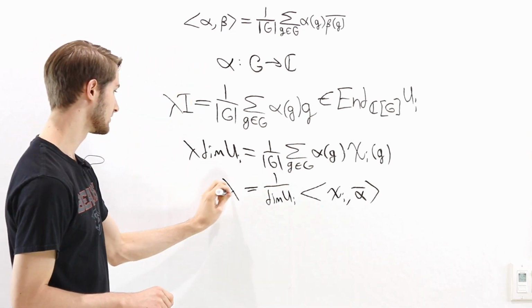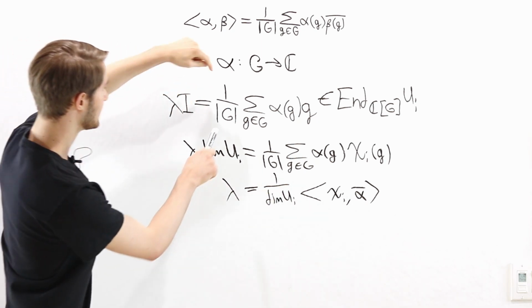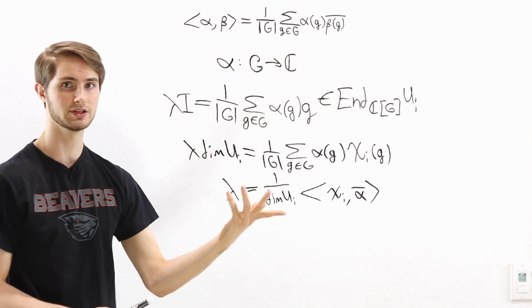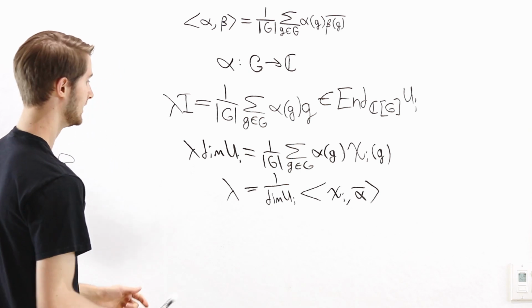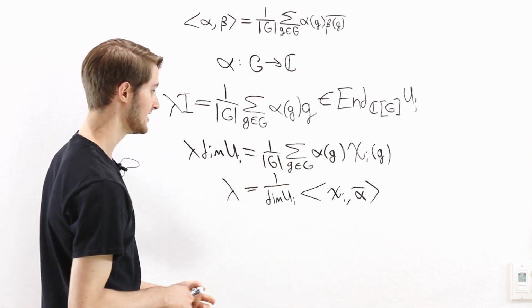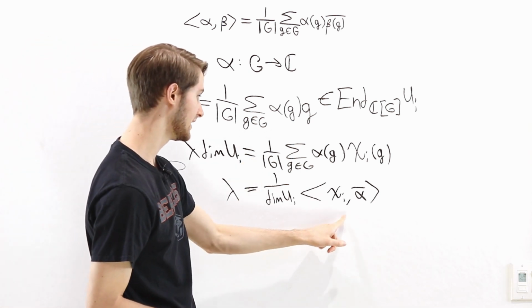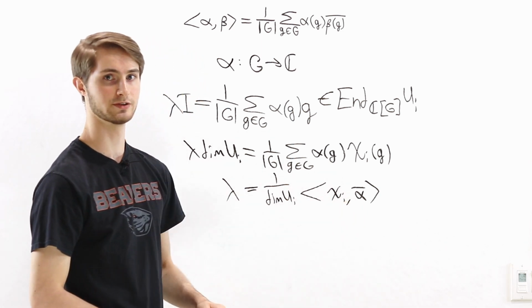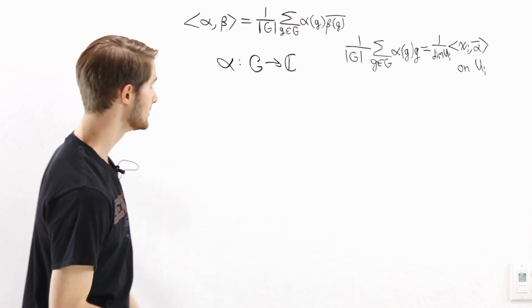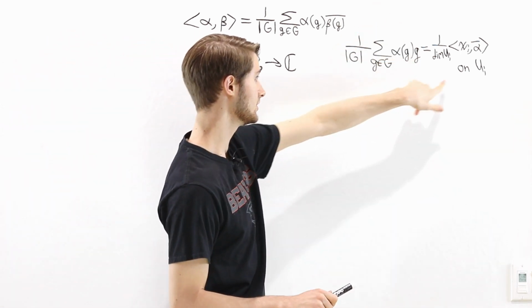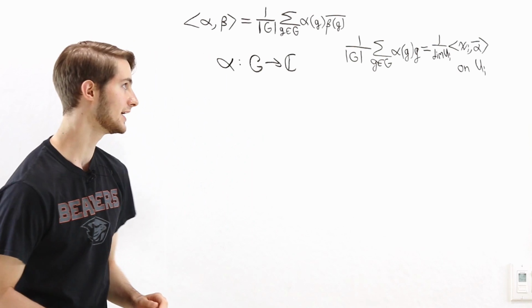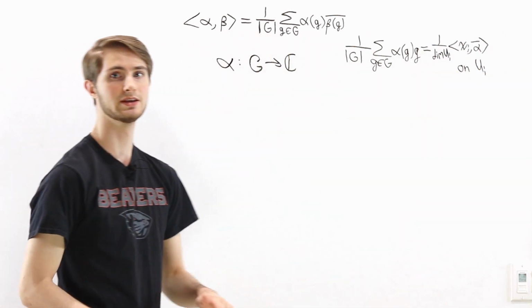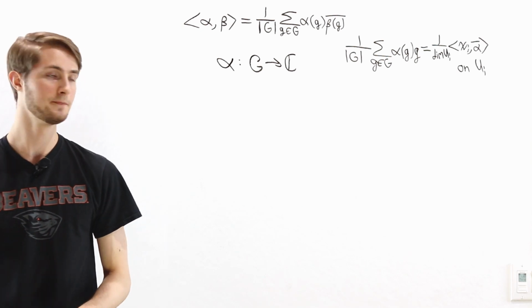So this gives us how every class function defined this way as a map on Ui acts on the irreducible representations. It acts as 1 over the dimension of the representation times the inner product of chi i with the complex conjugate of that class function. The key thing to realize here is that the action of this class function on every irreducible representation Ui is completely determined by the inner product of alpha bar with the irreducible character chi i.